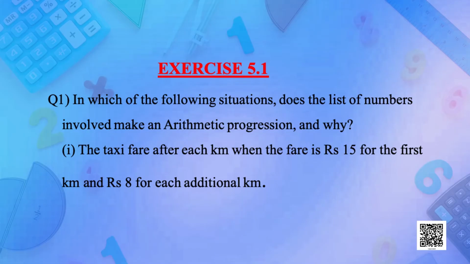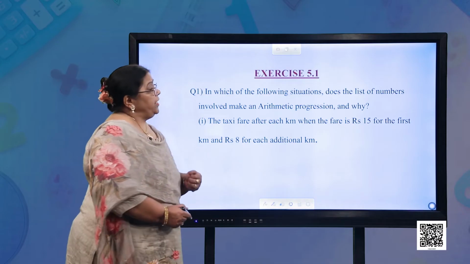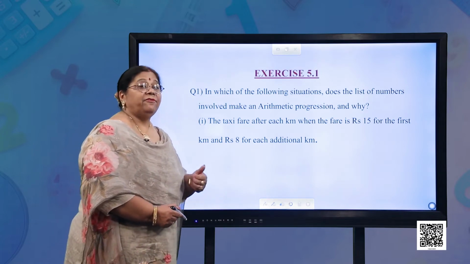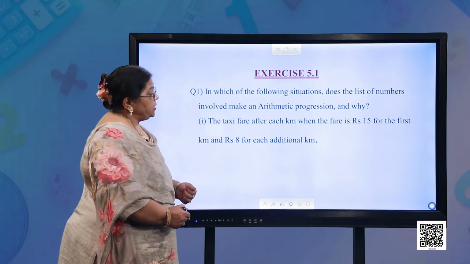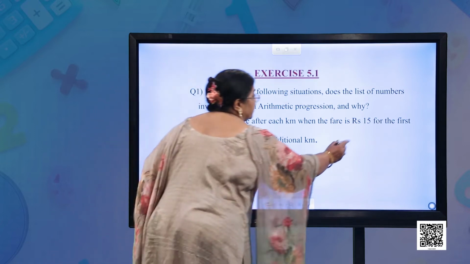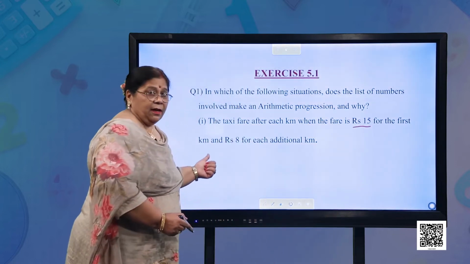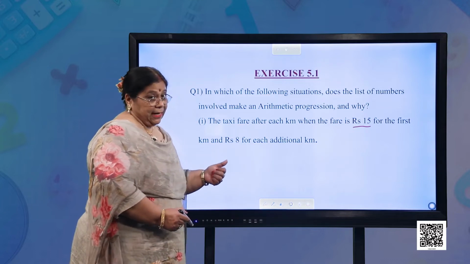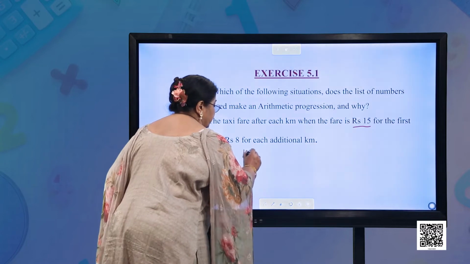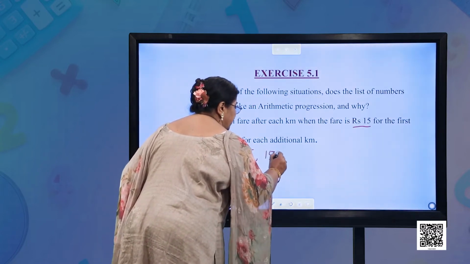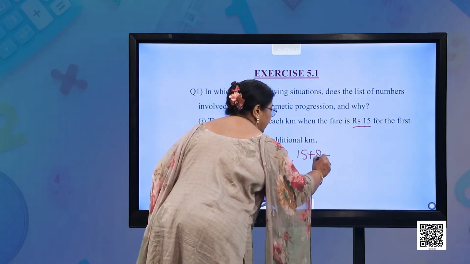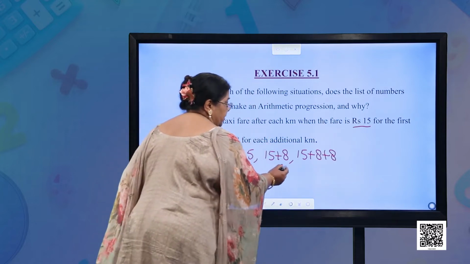Okay. Now, let us do exercise 5.1, question number 1. In which of the following situations does the list of numbers involved make an arithmetic progression, and why? The taxi fare after each kilometer, when the fare is rupees 15 for the first kilometer and rupees 8 for each additional kilometer. Can you guess, is it an AP? Yes, for the first kilometer it is 15, then it is 15 plus 8, and next it is 8 plus 8 more, that is A plus D and A plus 2D.